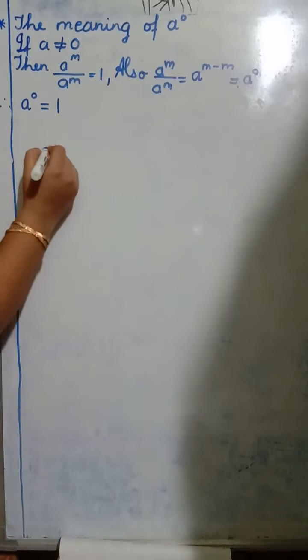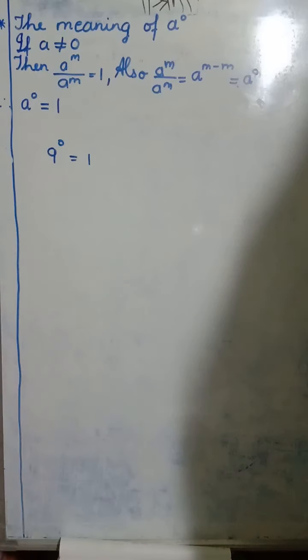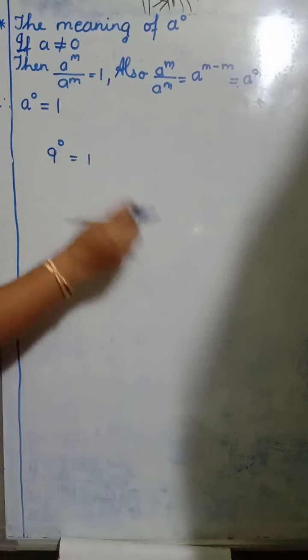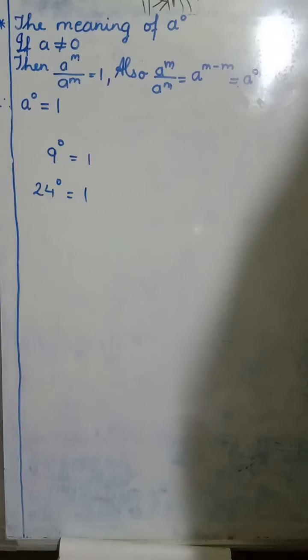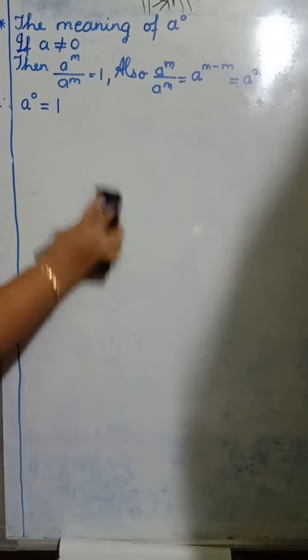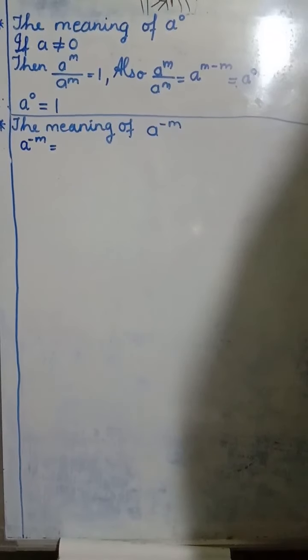It means, if you see 9 raised to 0, what will your answer be? 1. Any number raised to 0 has the answer 1. For example, 24 raised to 0, the answer will be 1. Did you understand? So now we'll learn the meaning of a raised to minus m.